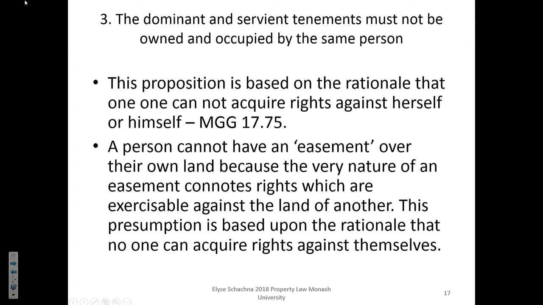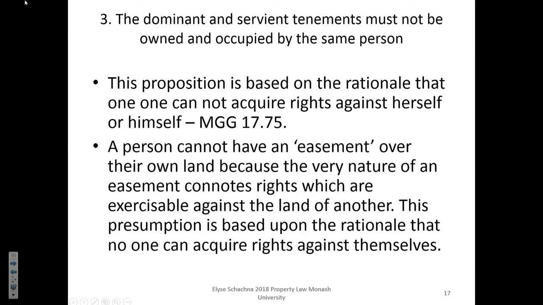As I mentioned again, elements 1 and 3 aren't really the issues that often crop up as being huge things when it comes to easements. It's not our main focus, but we do need to go through it. And as I mentioned, element 3 is the DT and the ST must not be owned and occupied by the same person. This proposition is based on the rationale that one person cannot acquire rights against herself or himself. It doesn't make sense.